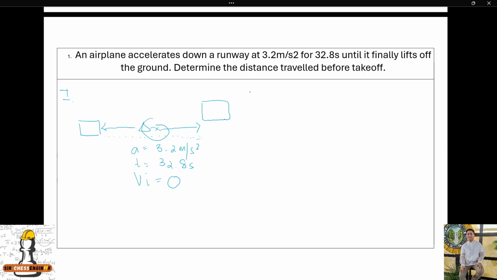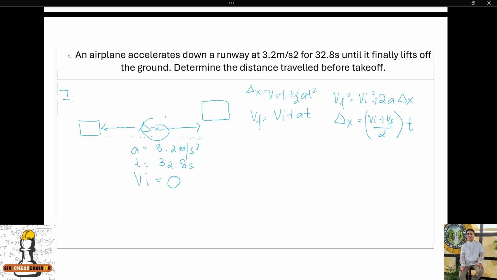Now, all you have to do, if you cannot memorize the equations, is to follow these. Delta x equals VIT plus 1 half AT squared. VF equals VI plus AT. VF squared equals VI squared plus 2A delta x. And delta x is VI plus VF over 2 times time.